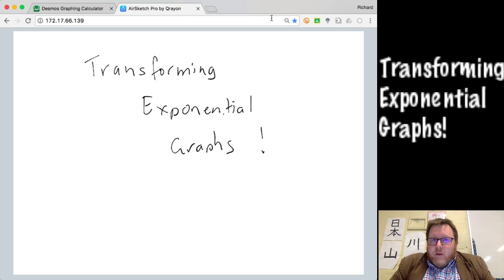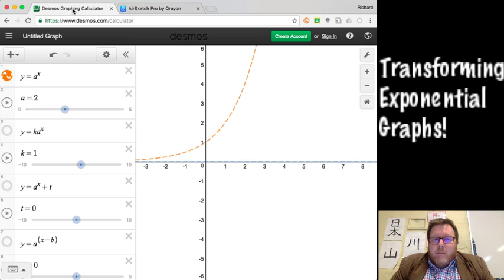Okay, before we go any further, let's have a look at the basic function again, just to remind you that we've got y equals a to the power of x here. I've just set a equal to 2 for the base. And as usual, the exponential graph cuts through the y-axis at 1, because when x equals 0, a to the power of 0 is equal to 1, and so that's why we cut through at 1.